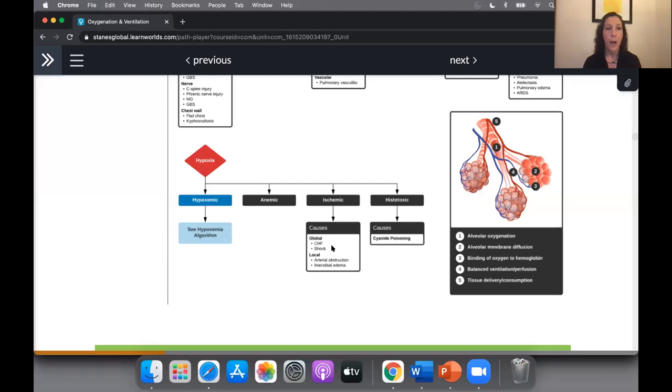And then it can also happen locally. So that's a more systemic level. It can also happen locally at the level of the cells and tissues if you have obstruction in your arteries.